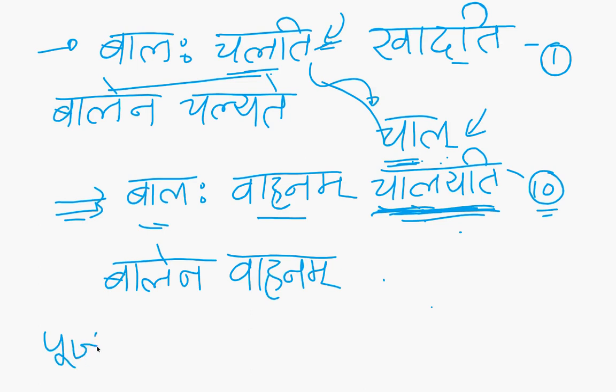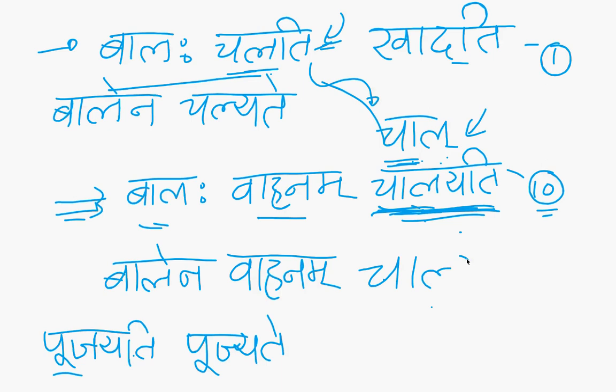Pujayati, what is the karmani prayoga? Pujyate. Because the dhatu is puj. Similarly chorayati, choryate. Similarly chalayati becomes chalyate. Balena vahanam chalyate.